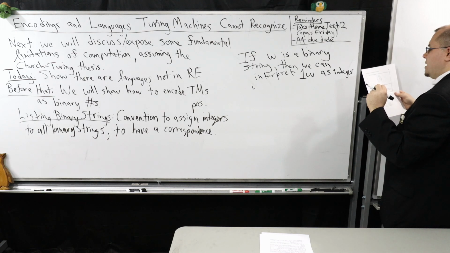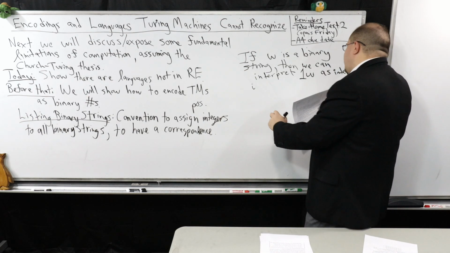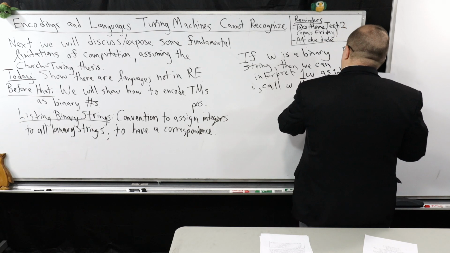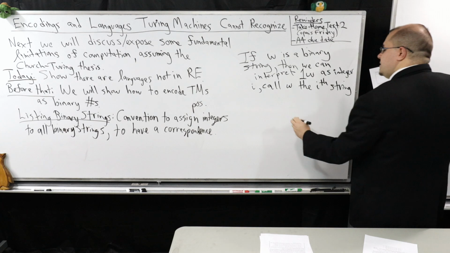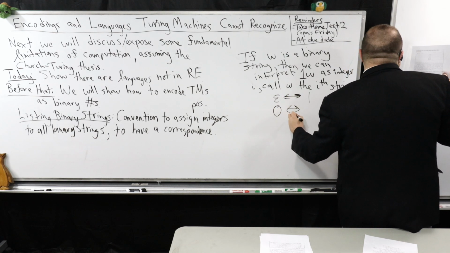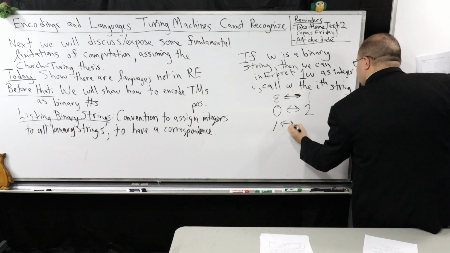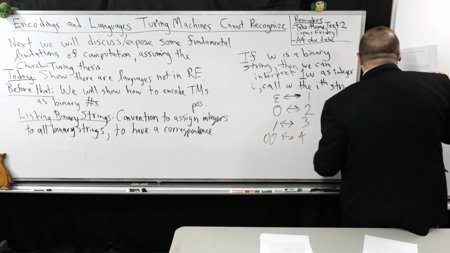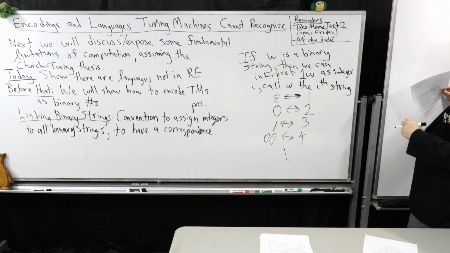So if I give you, say, 1W, here's going to be the idea. As integer I, call W the ith string. So here's the ordering when I talk about this I, what integer I is. So epsilon is going to correspond with 1. Single 0 is going to correspond to 2. 1 is going to correspond with 3. 0, 0 is going to correspond with 4. And so on. So remember, these are my binary strings on one side. These are my positive integers.